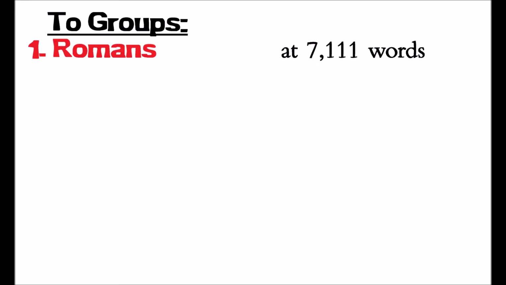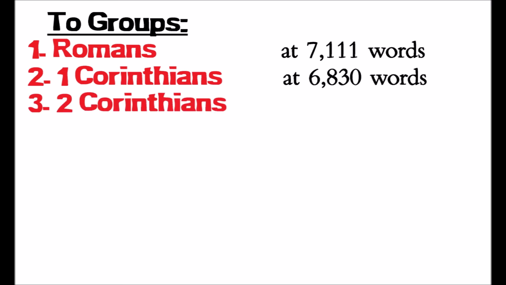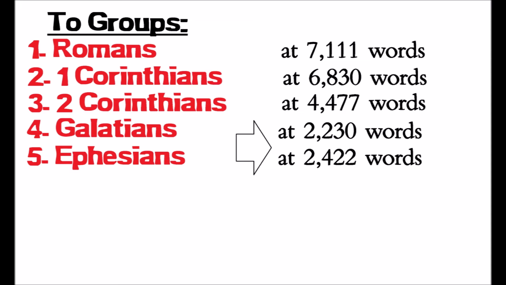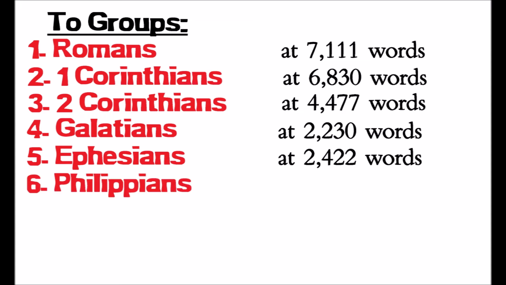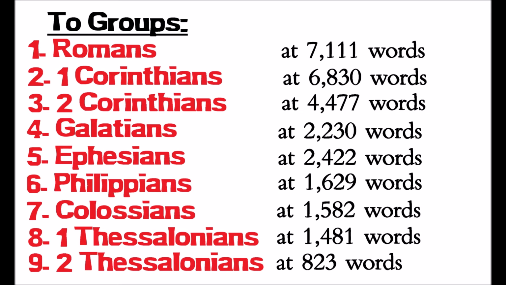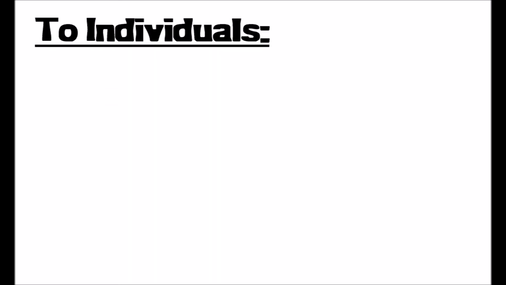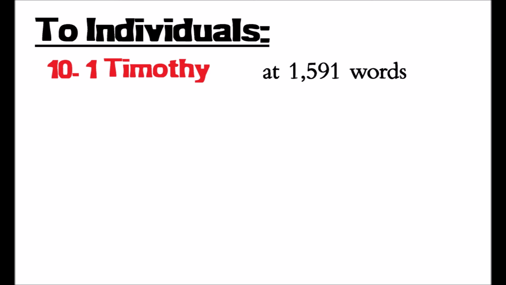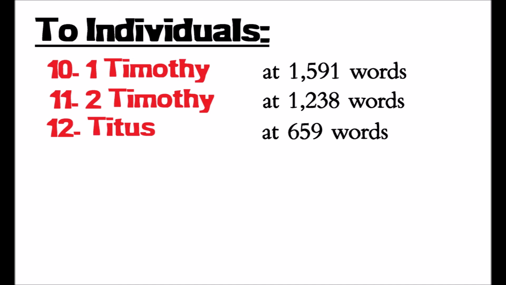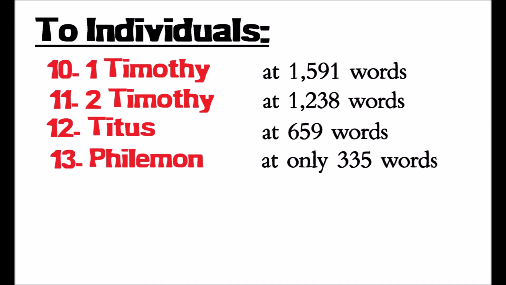First to Romans, then to 1 Corinthians, then 2 Corinthians. Admittedly, the pattern seems to break with Galatians and Ephesians, but they look about the same size according to a glance. Then Philippians, then Colossians, and then 1 Thessalonians, and finally 2 Thessalonians, which is the smallest letter sent to a group. Turning then to the documents sent to individuals, 1 Timothy comes first, followed by 2 Timothy, then comes Titus, and finally tiny Philemon at only 335 words.